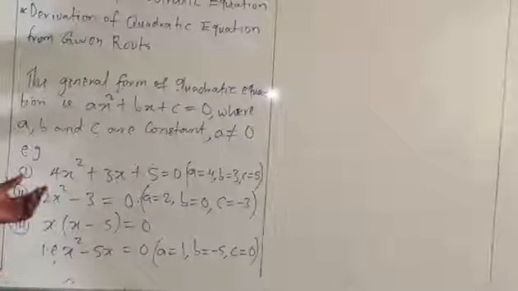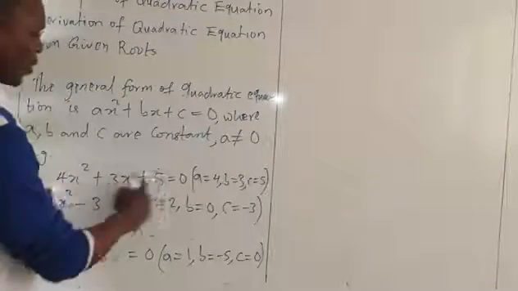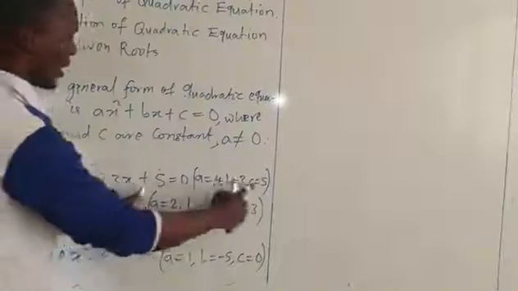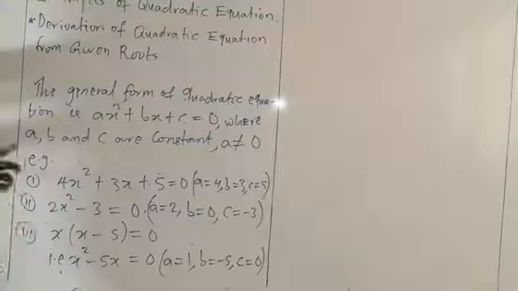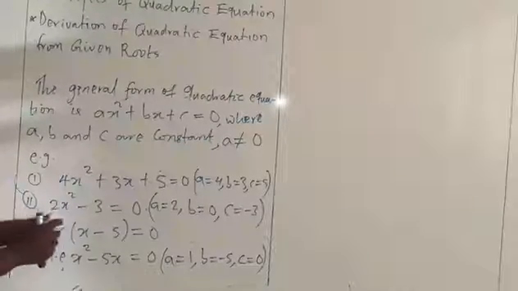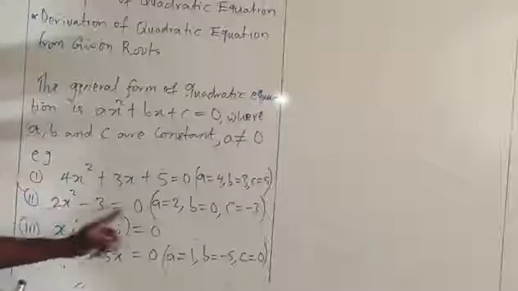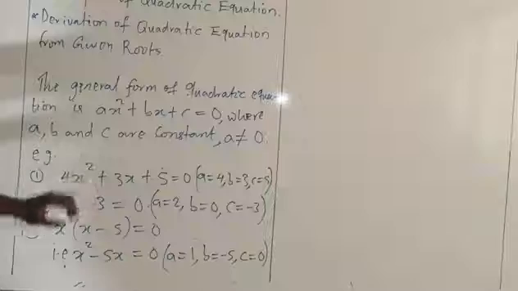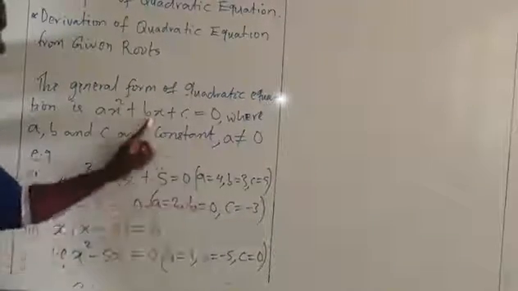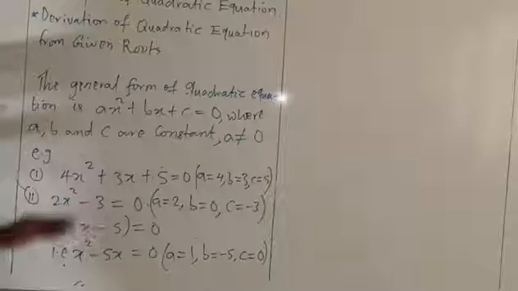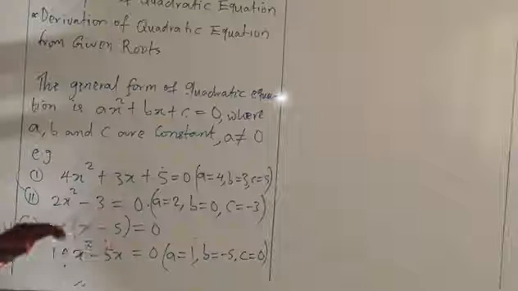Then examples of quadratic equations are 4x squared plus 3x plus 5 equals 0, where a equals 4, b equals 3, and c equals 5, if you compare the equation with the general form of quadratic equation. Then the second equation given is 2x squared minus 3 equals 0, where a equals 2, b equals 0. We don't have a term for bx, because b there is 0. Then 0 multiplied by x is 0, so we don't have the second term. Then the constant is minus 3, that is the number without x.